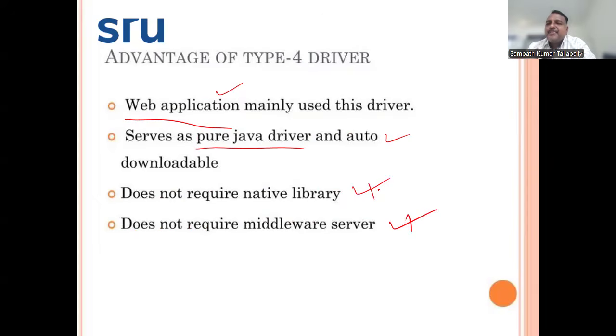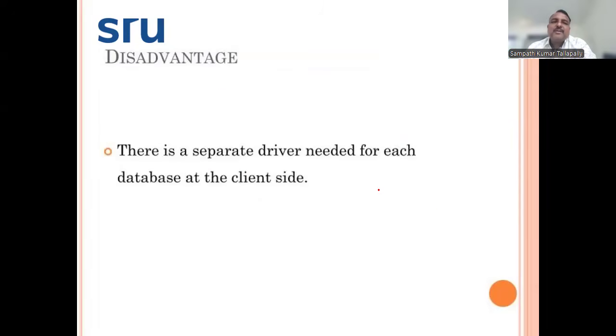If you are not using them, it means that it is not going to take much of your time, so it can be executed in a faster way. So that's the advantage we have if you use your type 4 driver. The disadvantage is that there is a separate driver needed for the database on the client. So this is the only disadvantage we have for your type 4 driver.